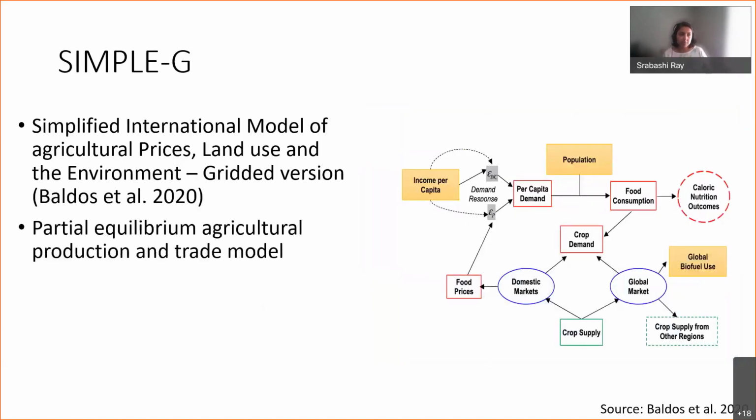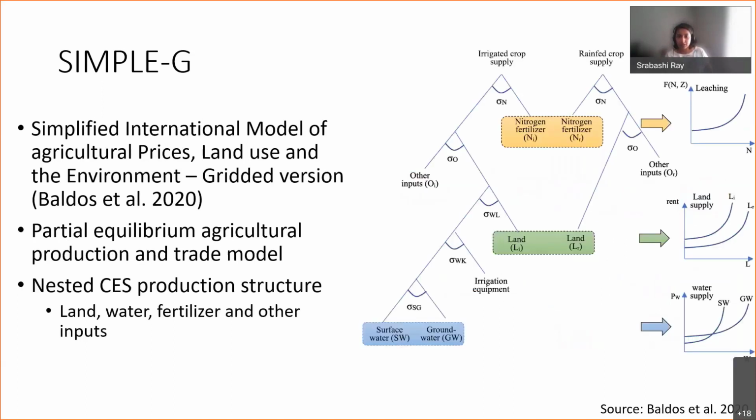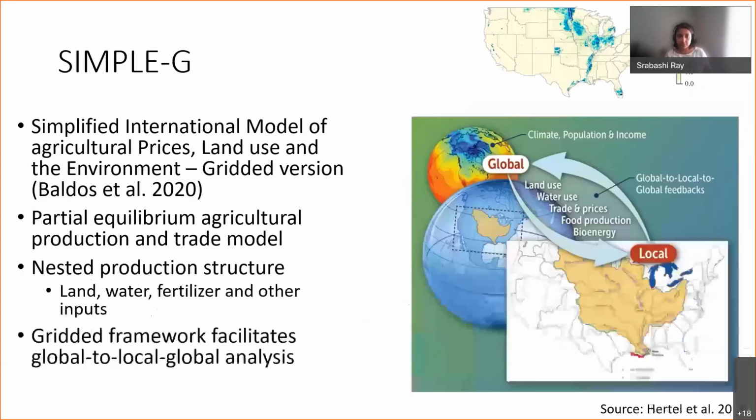So I use SIMPLE-G for a real world application of this. The SIMPLE-G model is the Simplified International Model of agricultural Prices, Land use, and the Environment, the Gridded version. It is a partial equilibrium trade model which focuses on agricultural production. It adopts a nested CES structure, which includes several inputs: land, labor, fertilizer, and other inputs. It also adopts a gridded framework.